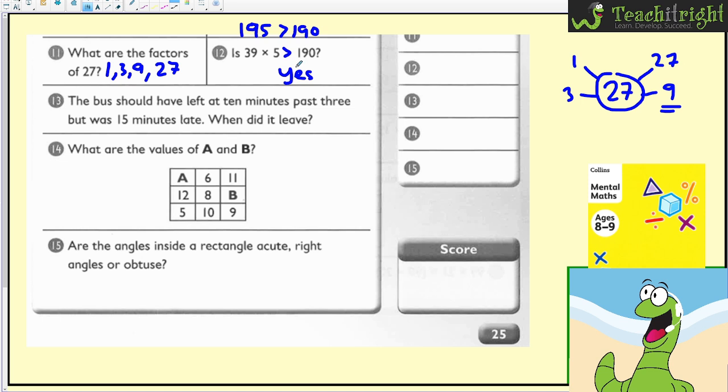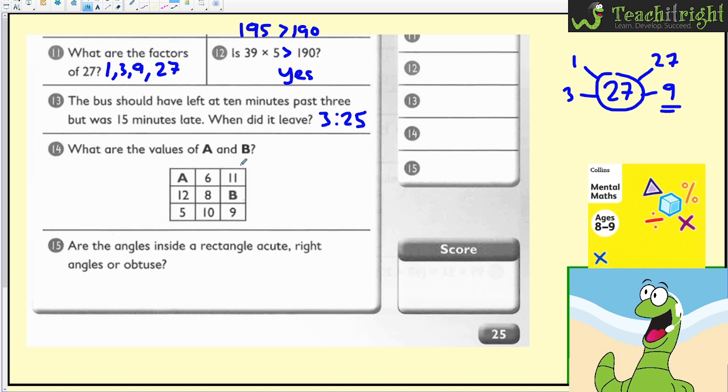13. The bus should have left at 10 minutes past 3, but was 15 minutes late. When did it leave? So it should have left at 10 minutes past 3. So it was late, so we need to add 15 minutes on. So I think that's going to be 25 minutes past 3, or 3:25. And that's how I would leave my answer.